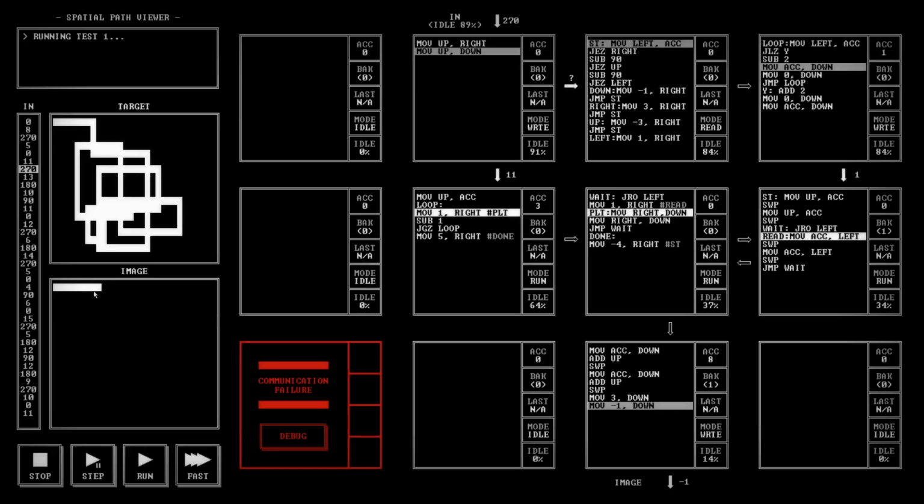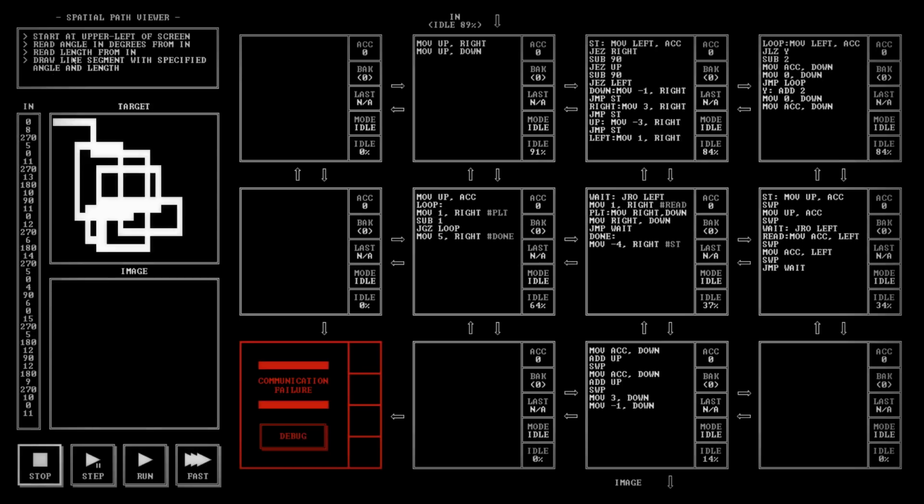Why do you do 9? Like, this is supposed to be the first pixel down. It's because what it writes out lags 1 behind what it adds. But the problem is, if I change that, then it won't plot the first pixel. It'll already add 1. Start at upper left of screen. Read angle, read length, draw line segment with specified angle and length.